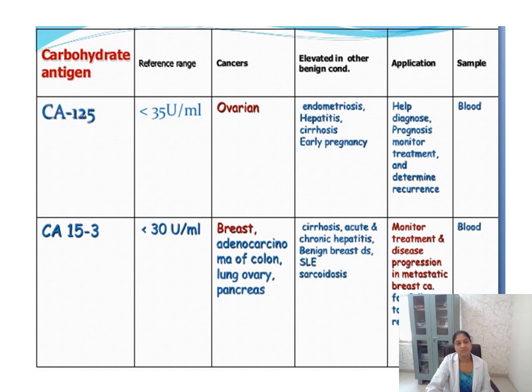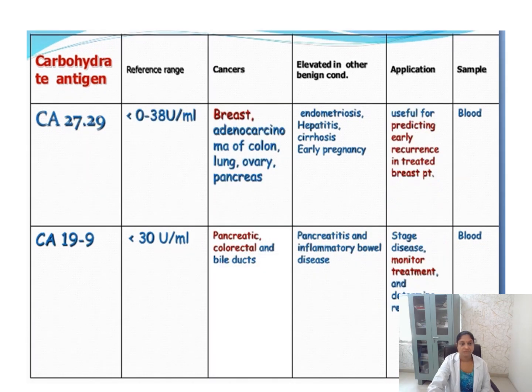And CA15-3, its reference range is less than 30. It is seen elevated in cancers like breast carcinoma, adenocarcinoma of colon, lung, ovary, and pancreas. It is also elevated in benign conditions like cirrhosis, acute and chronic hepatitis, benign breast disease, SLE, and sarcoidosis. So it is useful in monitoring the treatment, disease progression, and metastasis of breast carcinoma. A sample of blood can be taken.